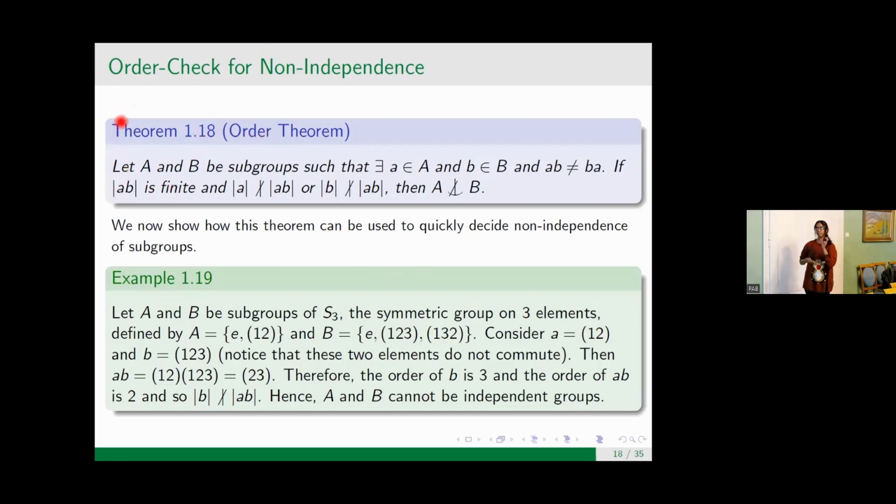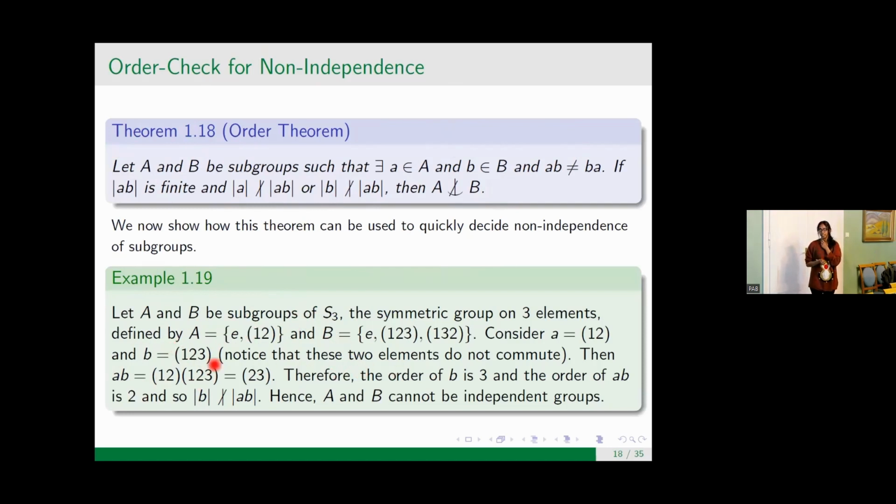This is to check for non-independence. Let A and B be subgroups such that there exist a in A and b in B which don't commute. If the product AB is finite and either the order of A does not divide the order of AB, or the order of B does not divide the order of AB, then A is not independent to B. And this can be used to quickly determine whether two groups are independent.